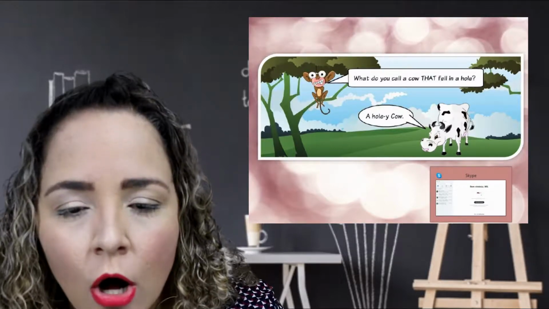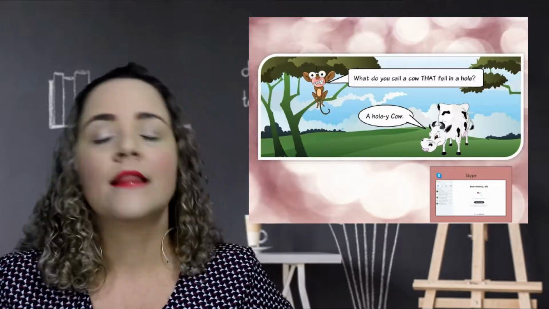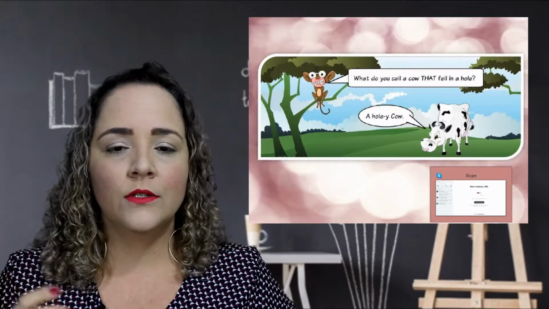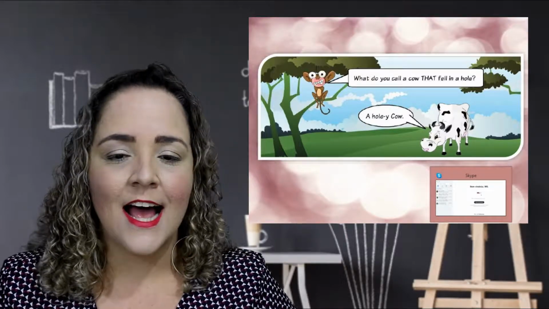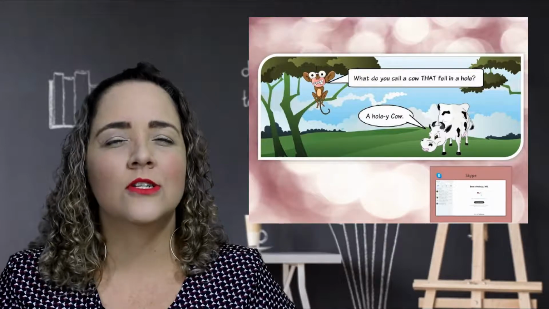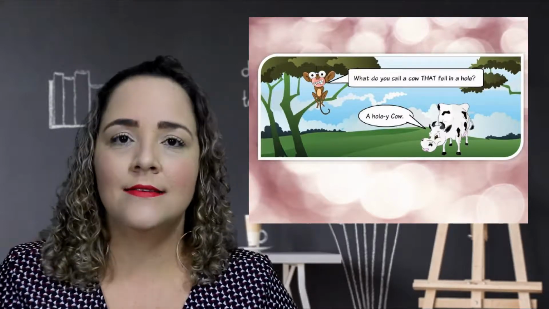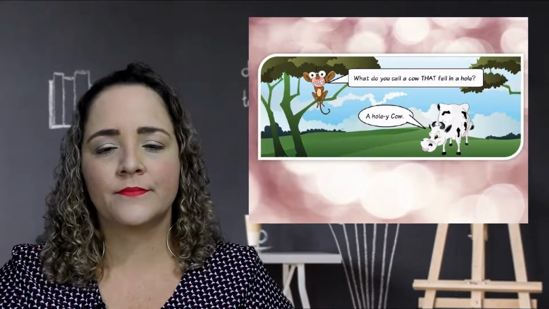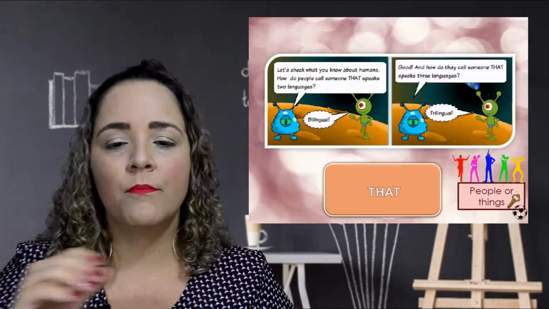Look, what do you call a cow that fell in a hole? A cow is this animal here. The monkey and the cow are talking. And the monkey asks the cow, what do you call a cow that fell in a hole? And she said, a holy cow. Haha, it's a joke. Can you understand the joke? A holy cow, uma vaca sagrada. In India, they think cows are holy. So it's a joke. And we used that. We also use that for people and things.